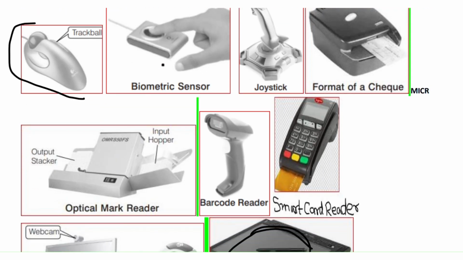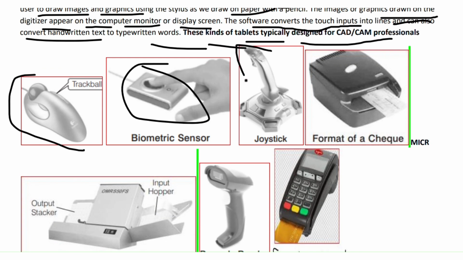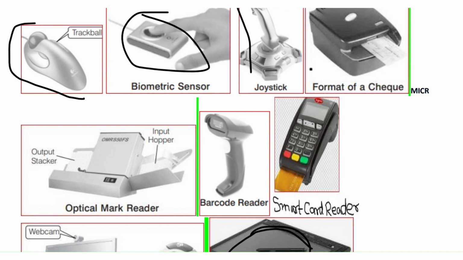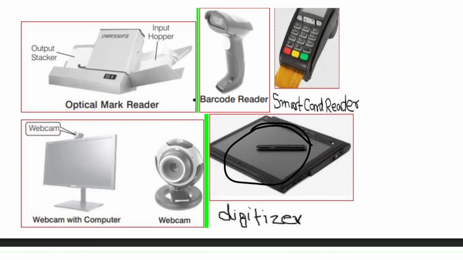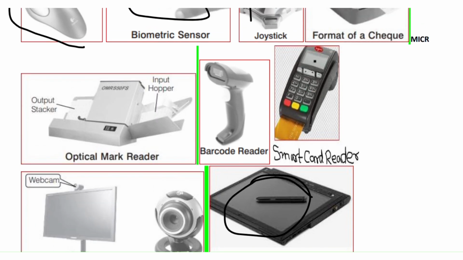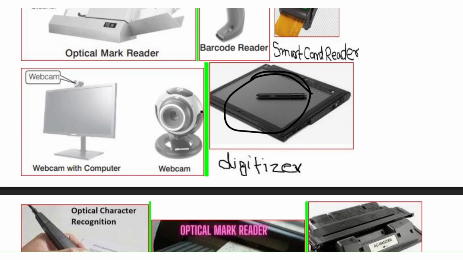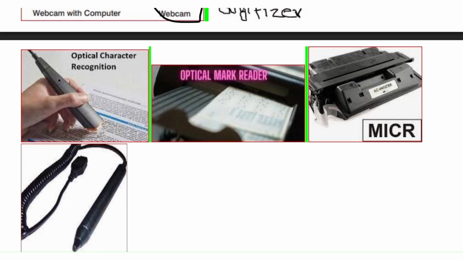ठीक है. ट्रैक बॉल ये ऐसा रहता है, ट्रैक बॉल. बायोमेट्रिक सेंसर ऐसा रहता है, जॉयस्टिक देखो ऐसा रहता है. ये सारी इमेजेस. फॉर्मेट ऑफ ए चेक. MICR होता है ये. आउटपुट स्टैकर, ऑप्टिकल मार्क रीडर होता है. बारकोड स्कैनर होता है ये, बारकोड रीडर. स्मार्ट कार्ड रीडर, ये स्मार्ट कार्ड रीडर. वेबकैम, यहाँ पे वेबकैम होता है कंप्यूटर में और ऐसा दिखता है वेबकैम. डिजिटलाइजर ऐसा होता है. ऑप्टिकल कैरेक्टर रिकॉग्निशन ऐसा होता है.